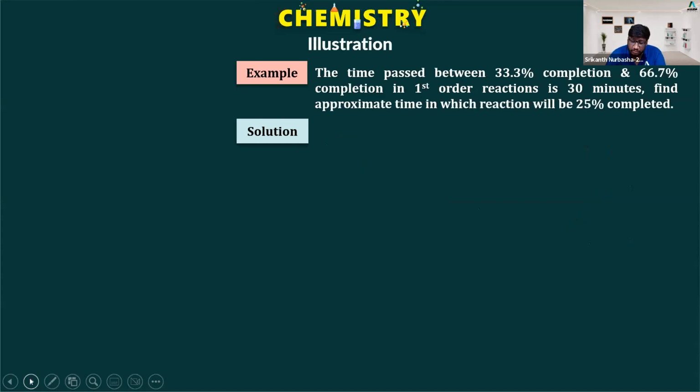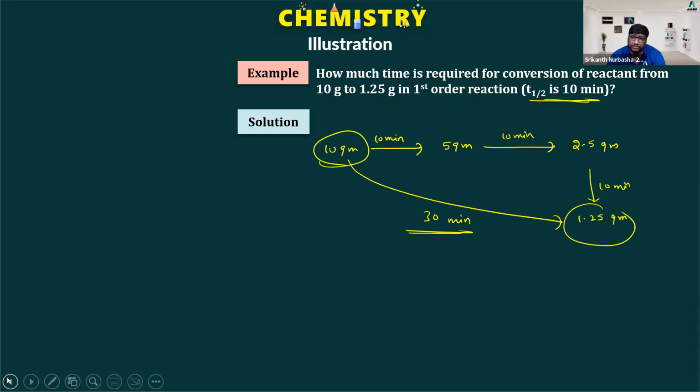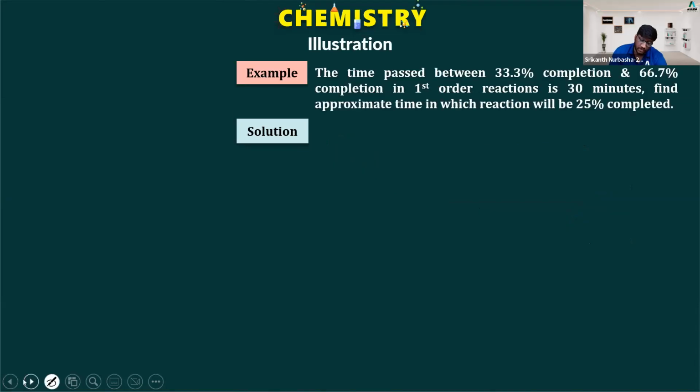Try to solve this. Is the previous question clear to everyone or not? Yes, sir. Try to solve this question. The time passed between 33.3% completion and 66.7% completion in a first order reaction is 30 minutes. Find the approximate time in which the reaction will be 25% completed.